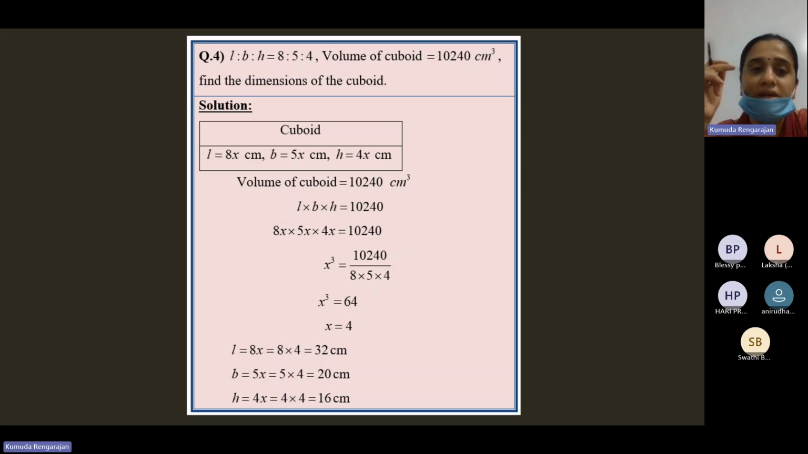So L into B into H, 8x into 5x into 4x. 8, 5 and 4 will go down for division. X into X into X is X cubed. Correct? Right.